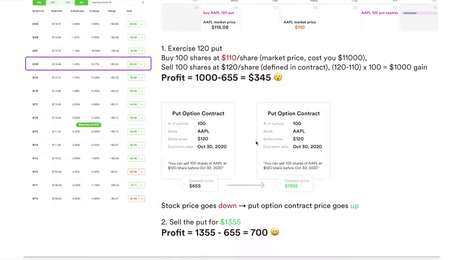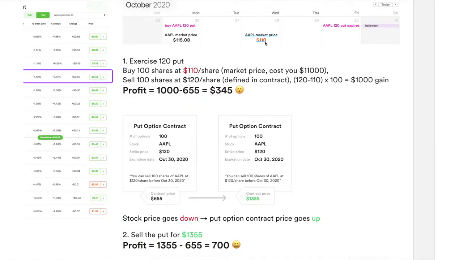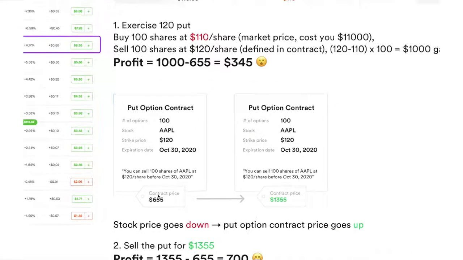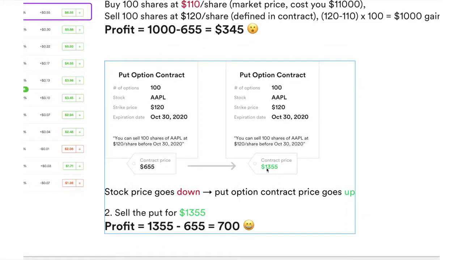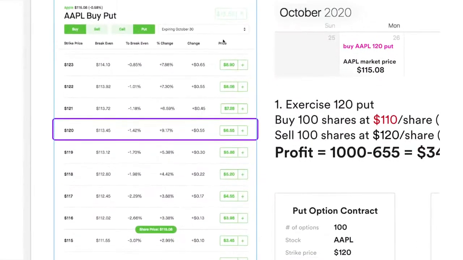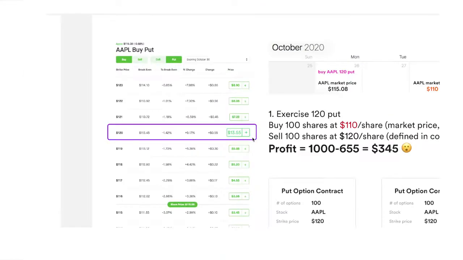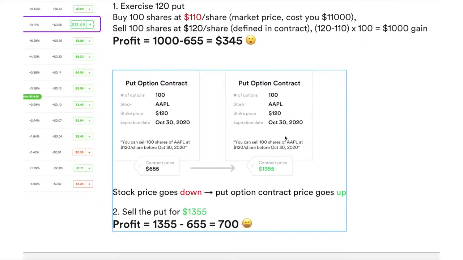Well, of course, there's another way as well. If you remember, if the stock price goes down, the put option contract price goes up. On Wednesday, the price of Apple drops. So in this case, the put option contract price, the exact same contract that you're holding, it might go up to 1355. So in the Robinhood UI, you will actually see, instead of 655, you will see 1355. So in this case, you will just sell the put option contract to somebody else, call it a day, profit $700 right away.